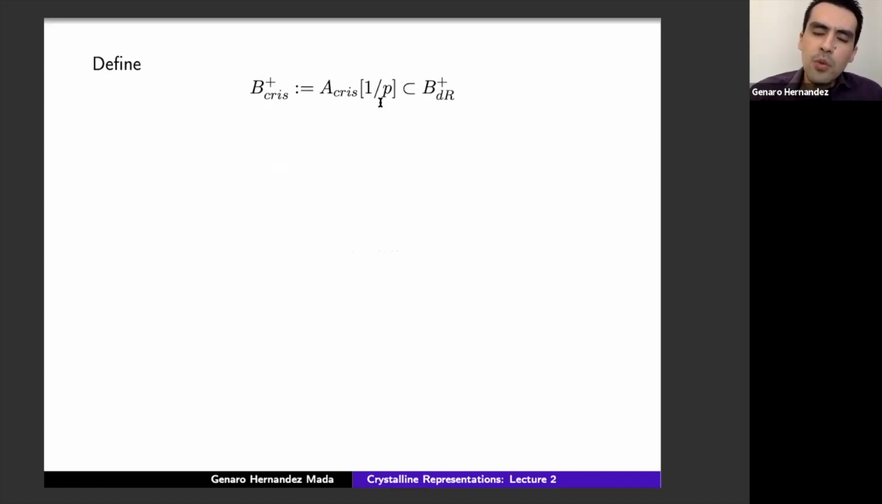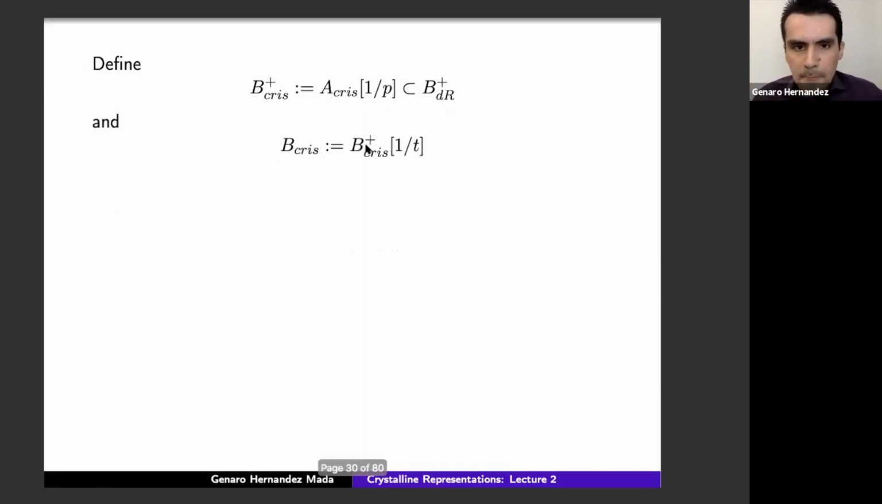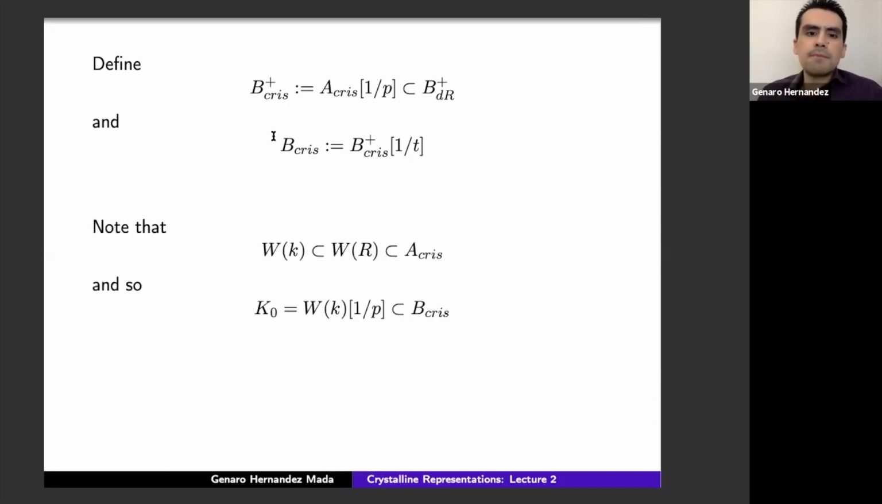Okay. So now we define this ring B_cris^+ to be this one right here. We want to invert p, and this is inside B_dR^+. And B_cris is just going to be inverting t inside B_cris^+. Give me a second.